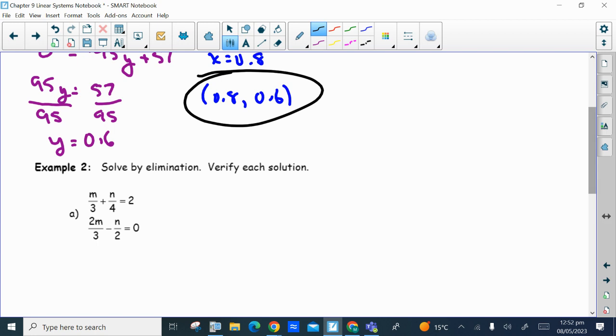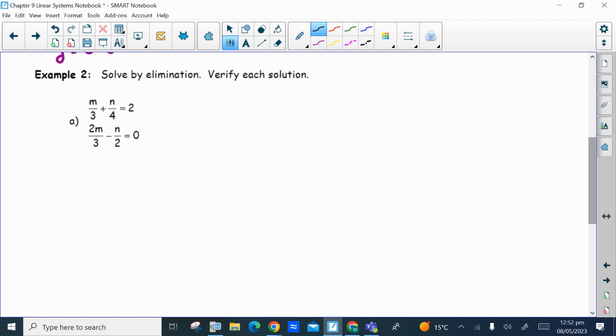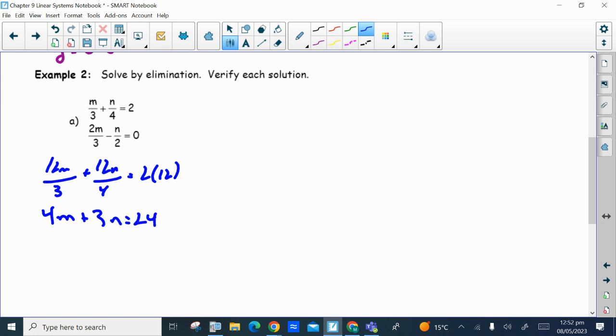Now for number 2, one of the hints at the start said to simplify equations first. So we're going to do that in this case. We are going to write this equation without any denominators by multiplying all the terms by the common denominator. For the first equation, that would be 12, the least common multiple of 3 and 4. So we're going to start by multiplying every term by 12. Because 12 divided by 3 is 4m, plus 12 divided by 4 is 3n, and that equals 24. So there's the first equation simplified.